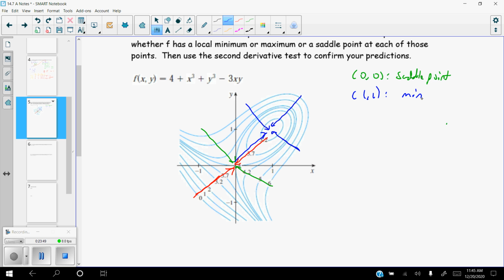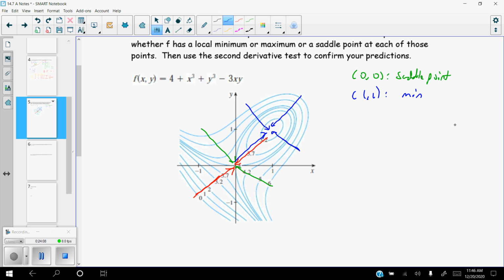And then it says to use the second derivative test to confirm your predictions. That's not something I'm going to do in this video. By all means, go ahead and work that out and see if that works out for you. But I believe that those are indeed true statements.